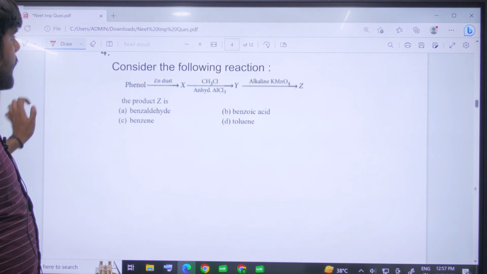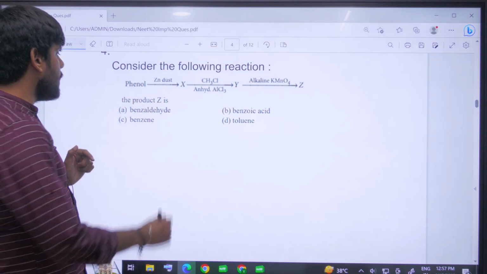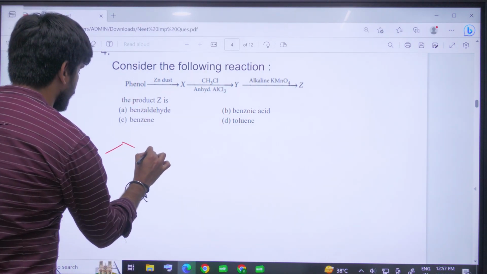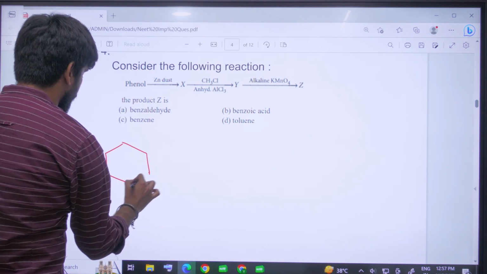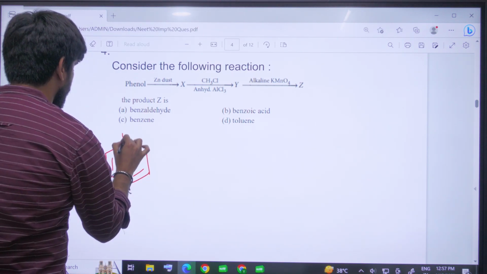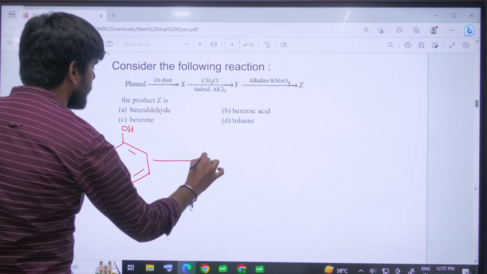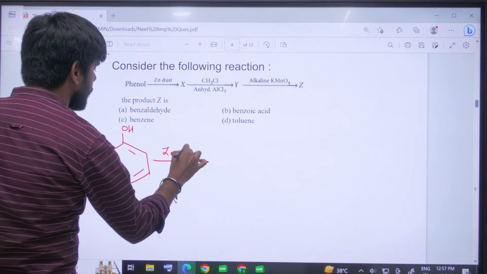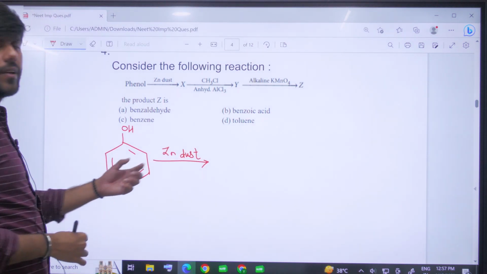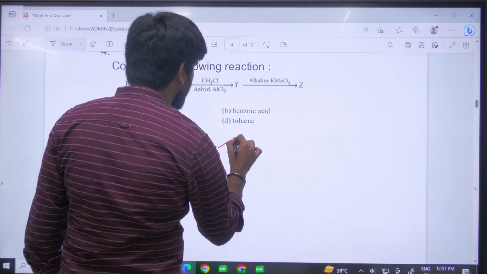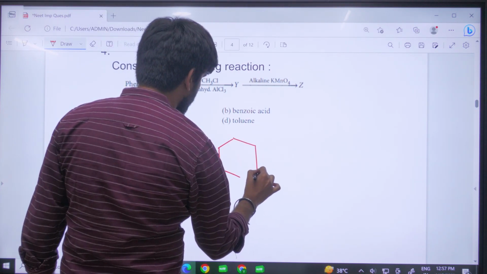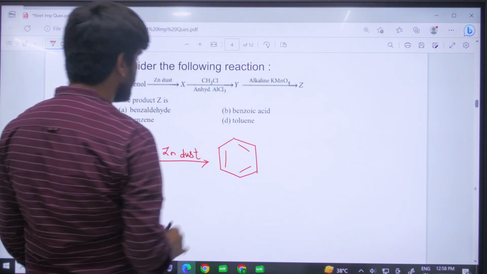The next question is again the series of reactions. So we start with phenol. This time we have phenol. Phenol on reaction with zinc dust. This is a common reaction. You know that I end up getting benzene. Yes, I end up getting benzene.